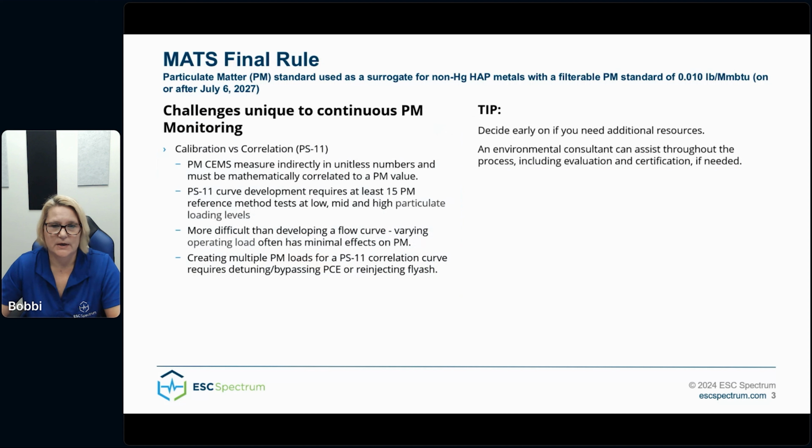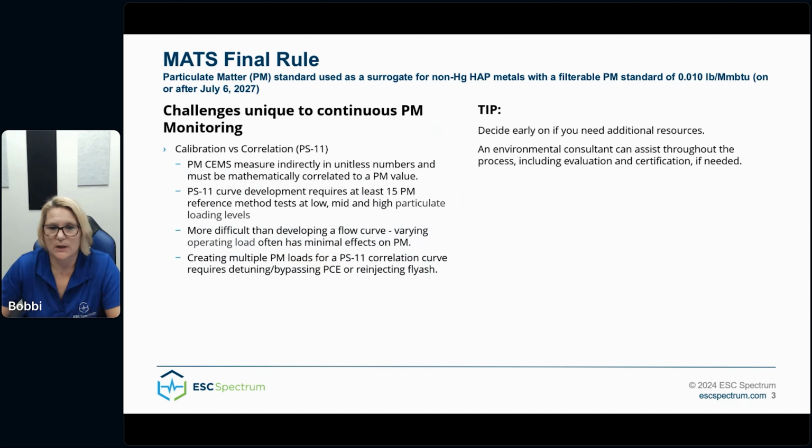So to use the PM CEMS option under the MATS rule for non-mercury HAPS metals, a PM CEMS must be installed and operated in accordance with PS11 and Procedure 2. PS11 details the installation requirements, while Procedure 2 provides the ongoing QA requirements. Continually monitoring PM presents some unique challenges not found in traditional CEMS. First, PM monitors do not measure PM directly and must be mathematically correlated to a PM value. In simple terms, this is done by simultaneously collecting PM samples via EPA Method 5 and comparing them to the output of the PM monitor.